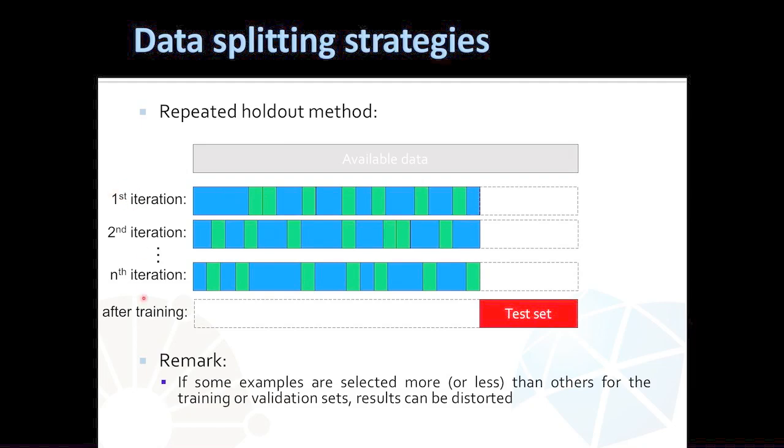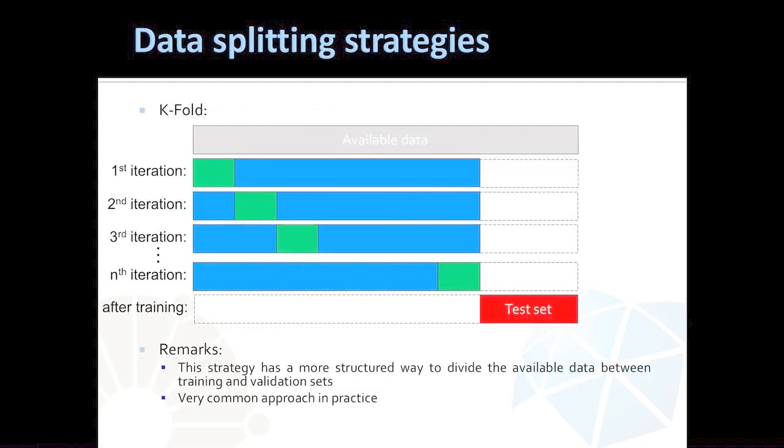After a number of iterations, the model with the smallest error for the test set, for example, can be selected. A remark with the repeated holdout method is that if some examples are selected more or less than others for the training or validation sets, results can be distorted. A very used approach in practice is the k-fold method.